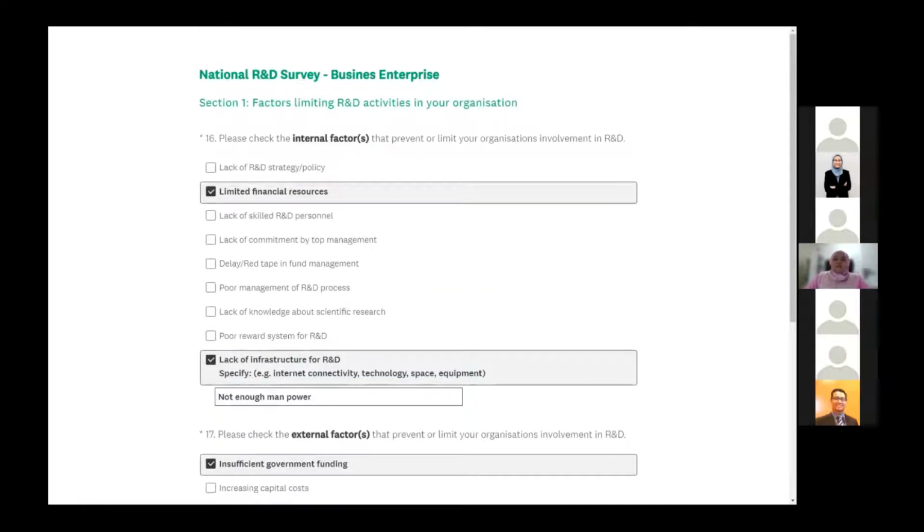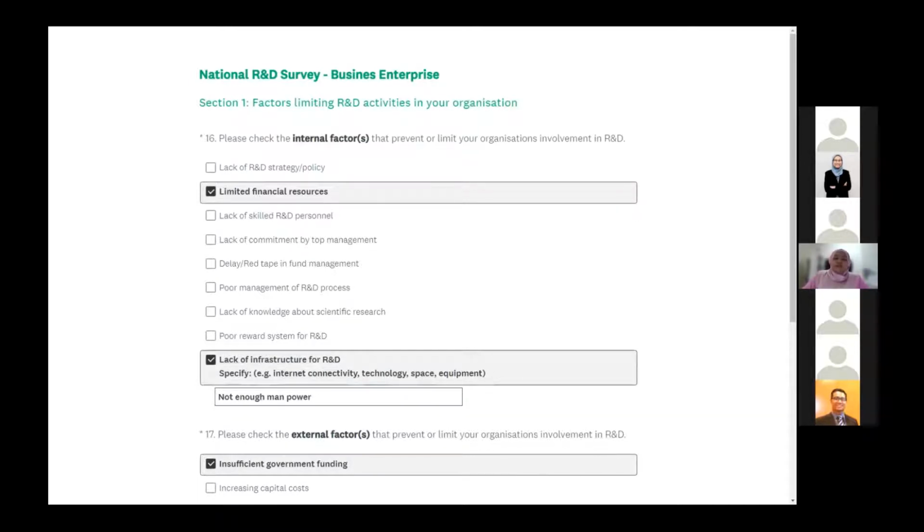All right. Section 1 refers to opinion-based questions in the form of tick boxes, which means you only need to tick. You can tick one or even more than one. First is factors limiting R&D activities in your organization. It could first and foremost be internal factors.